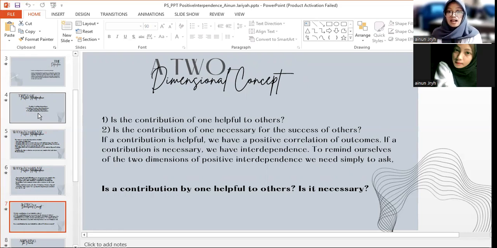To remind ourselves of the two dimensions of positive interdependence, we need simply to ask, is a contribution by one helpful to others? Is it necessary?